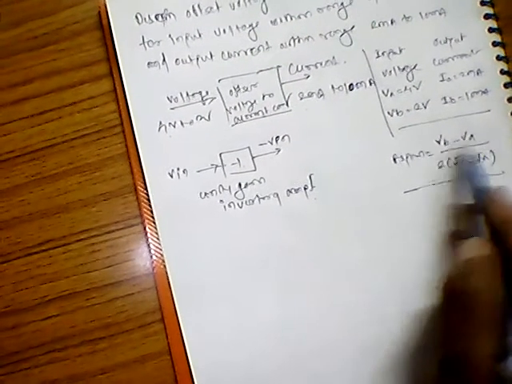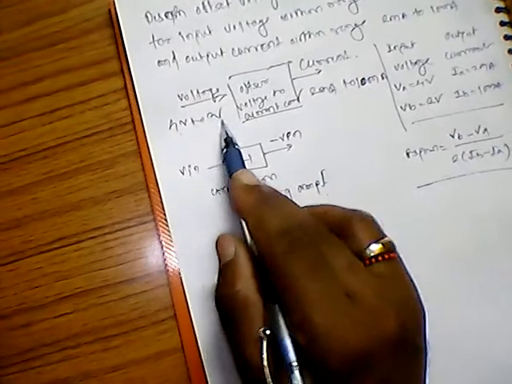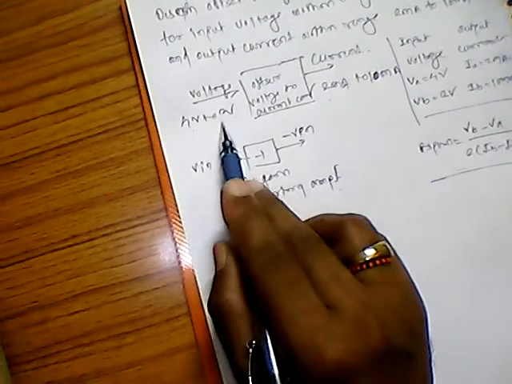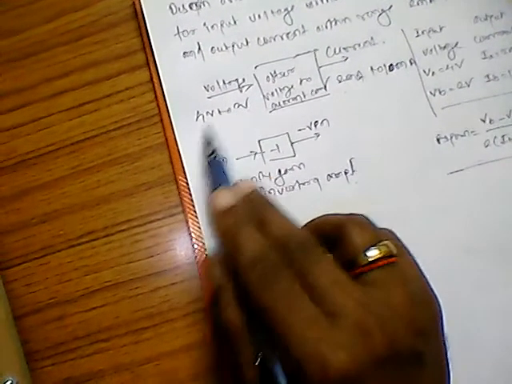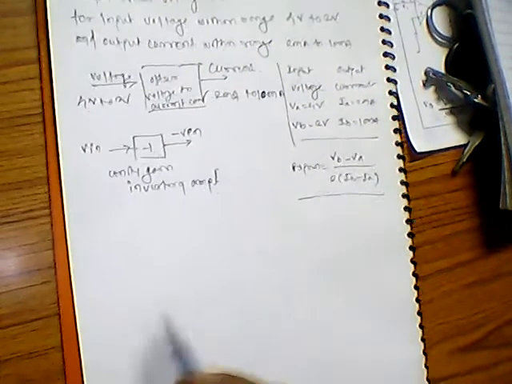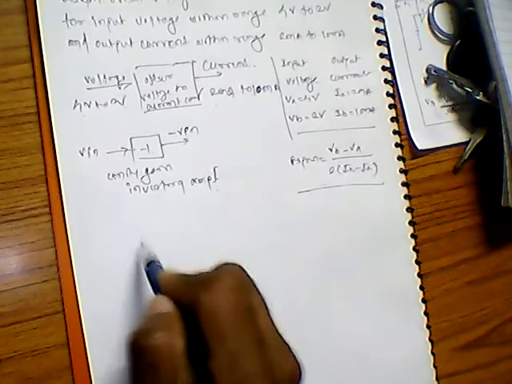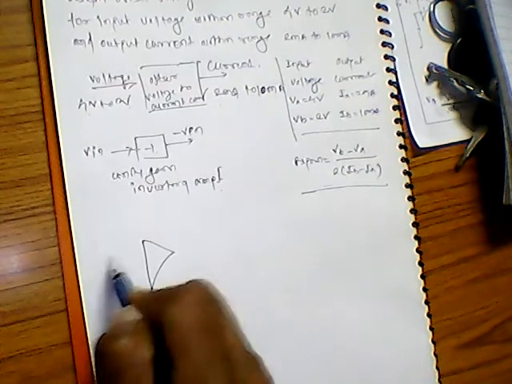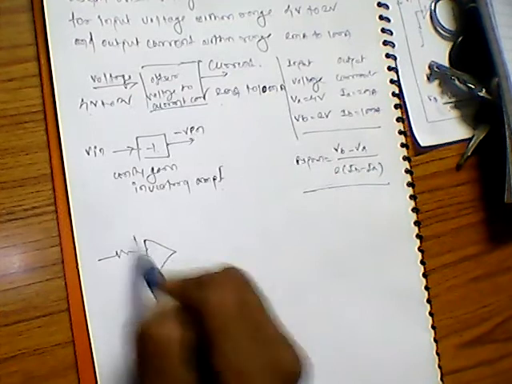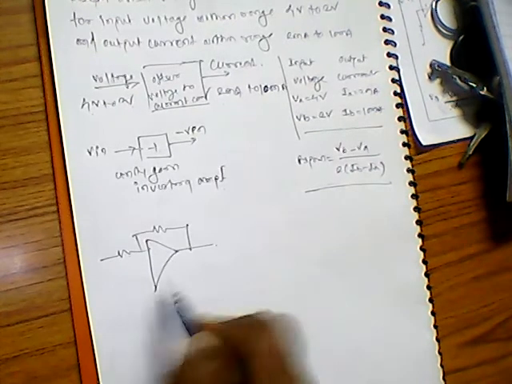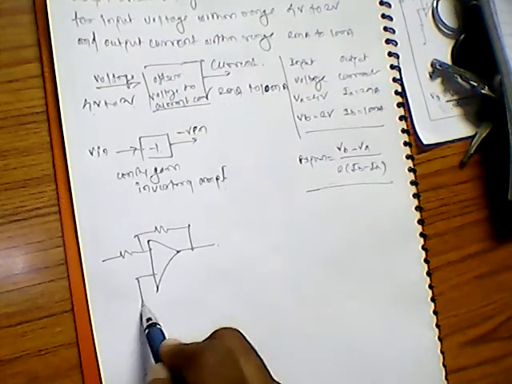In that case, this voltage range can be reversed. This will become minus 4 and this will become minus 2. So minus 2 is greater than minus 4, and our problem can be solved. So how is the circuit going to be? We will have a unity gain amplifier like this.